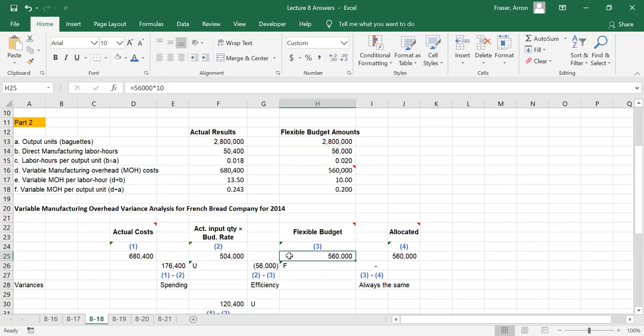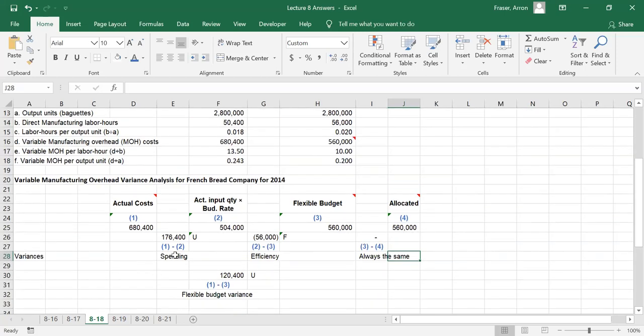Remember, the flexible budget and the allocated are always the same when we're looking at variable manufacturing overhead variance. So when we're looking at the variable manufacturing overhead variance, the flexible budget and the allocated is always the same.